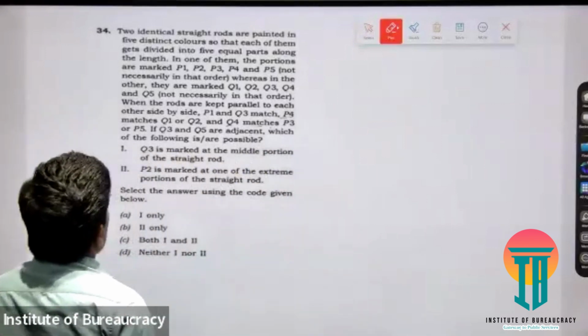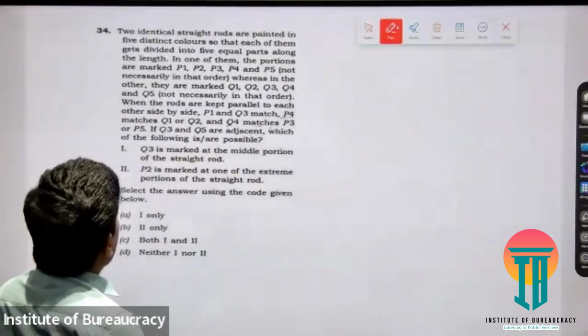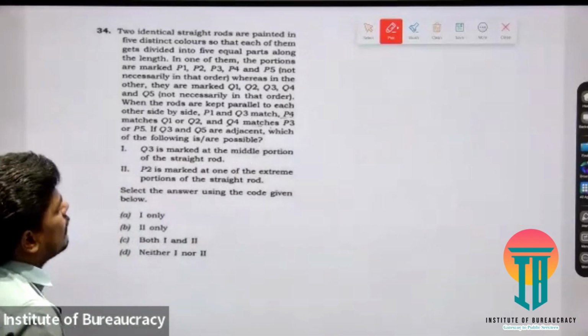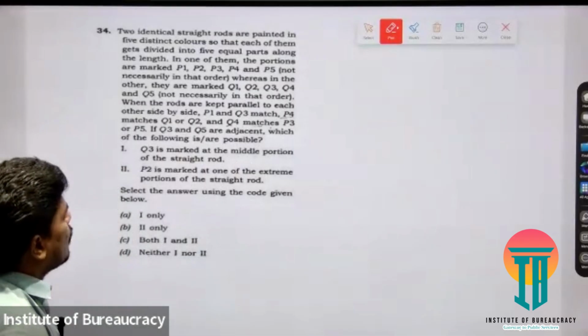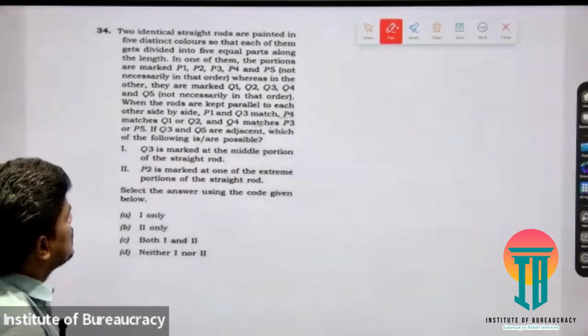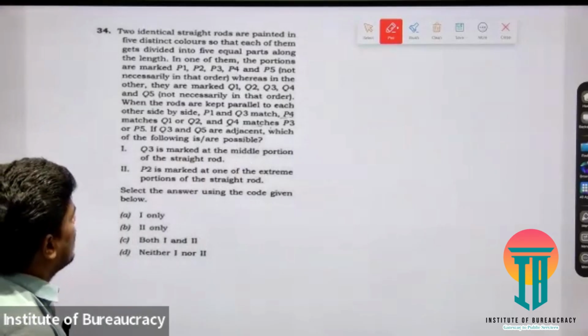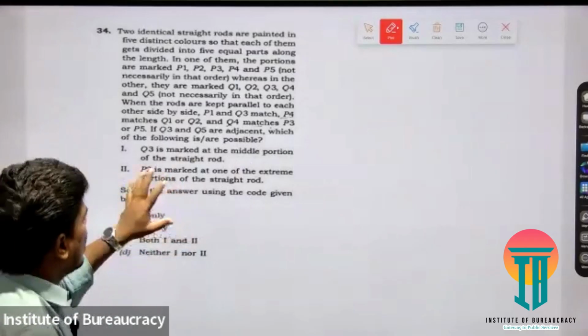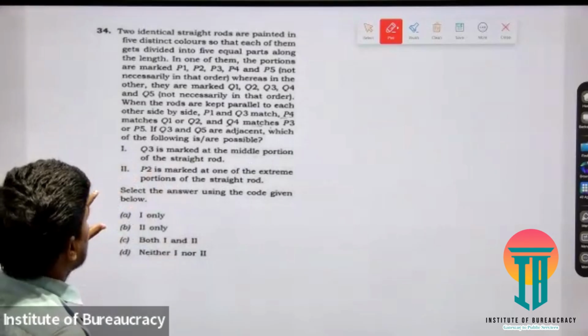Okay. Two identical straight rods are painted in 5 distinct colors so that each of them gets divided into 5 equal parts along the length. In one of them, the portions are marked P1, P2, P3, P4, P5. The other one is Q1, Q2, Q3, Q4, Q5, not in any order. Okay, that's what they said.